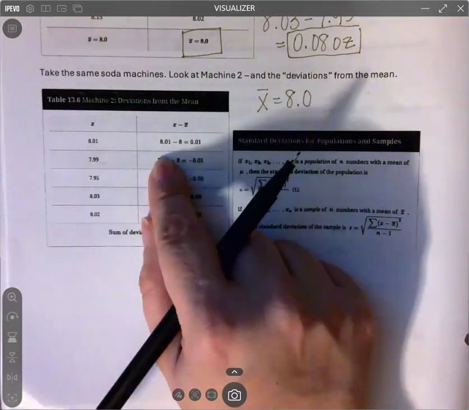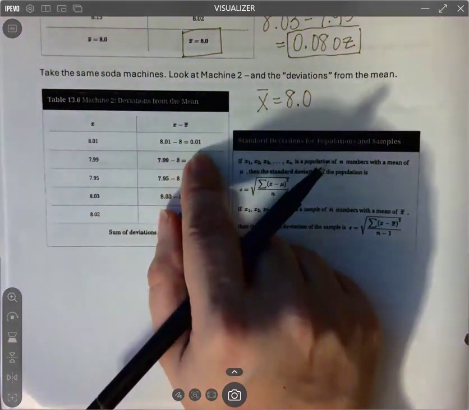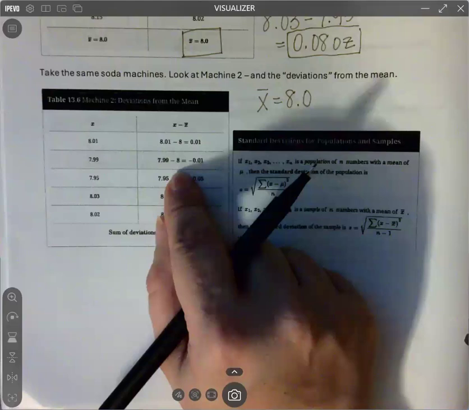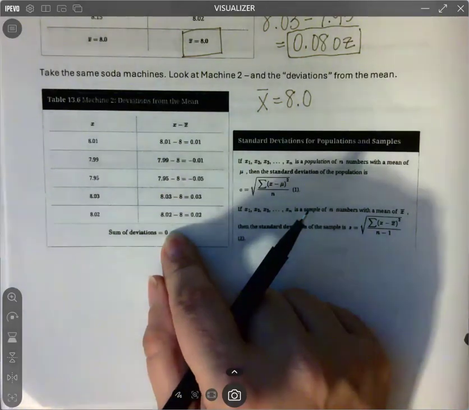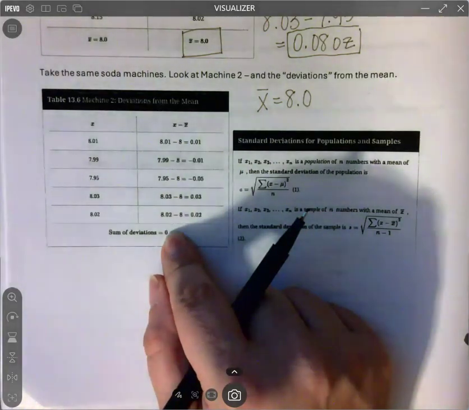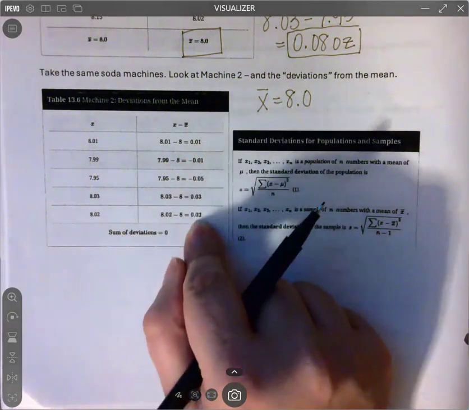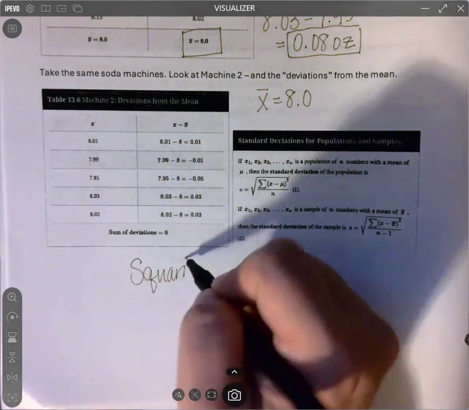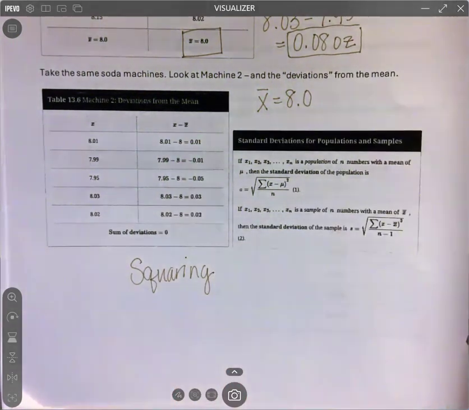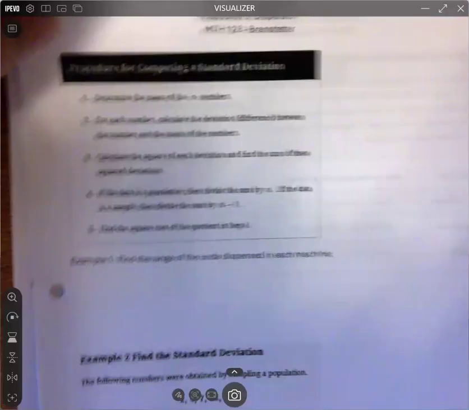So between 8.01 and 8 is 0.01. 7.99 and 8 is negative 0.01, and so forth. Some of those values are positive and some are negative. We want to be able to figure out the standard deviation, and in order to do that, we're going to end up squaring all of these numbers, squaring, so that they will all be positive.